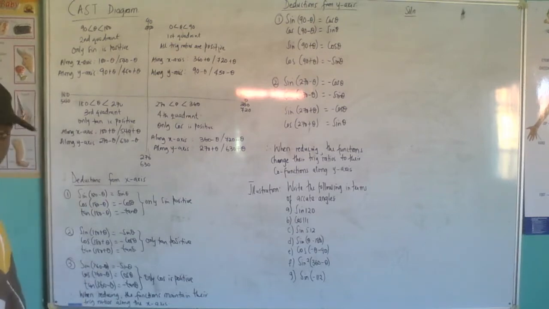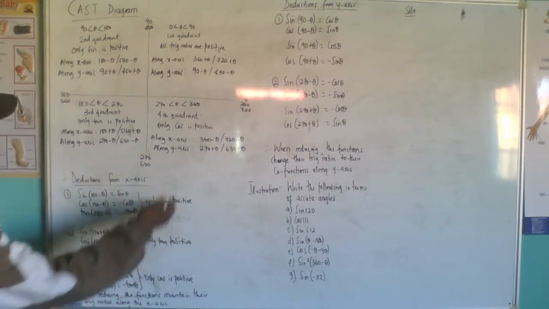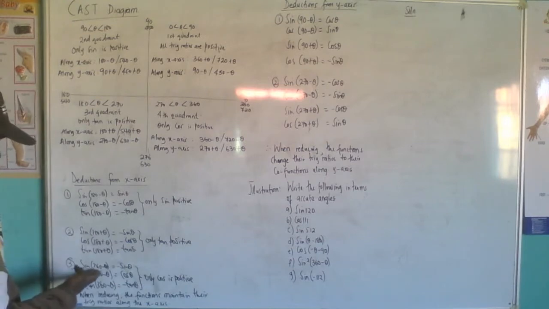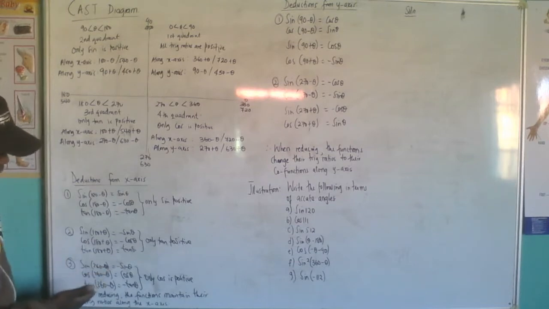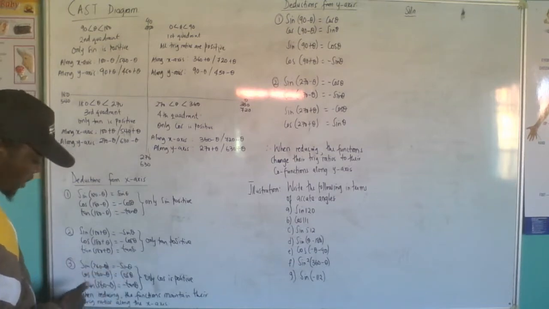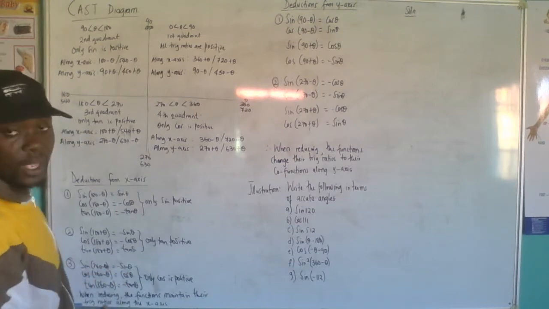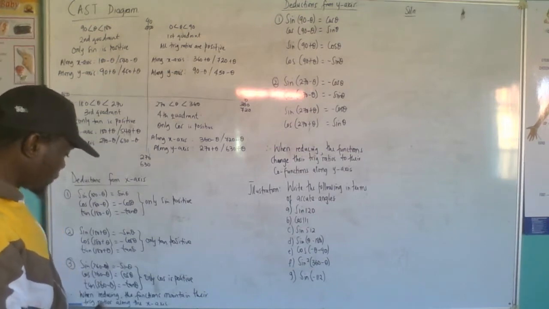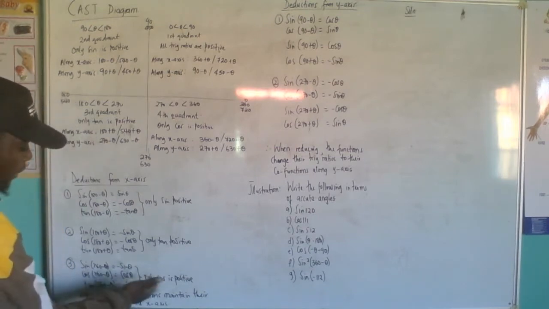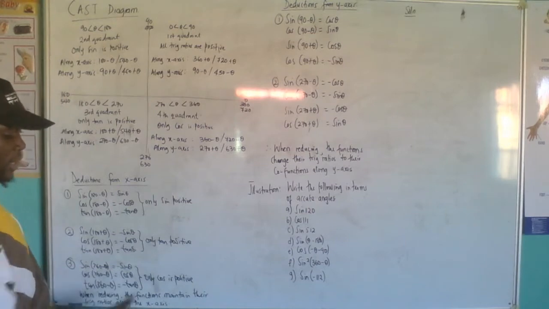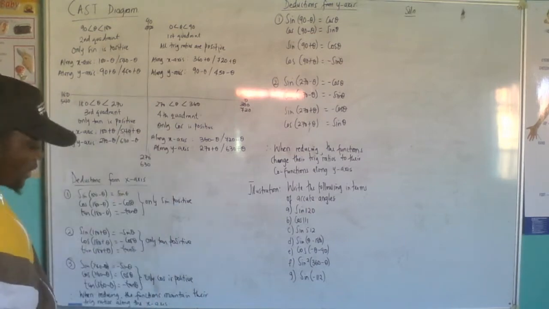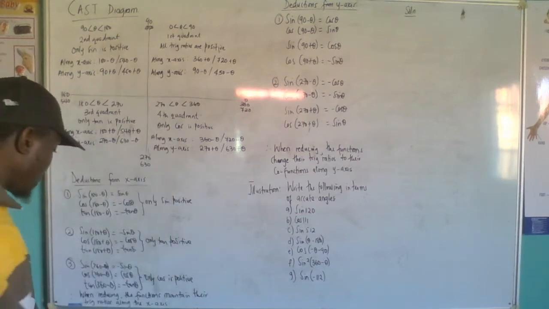In the fourth quadrant, that is where we have 360 minus theta. Take sine of 360 minus theta, you get a negative sine. Cos of 360 minus theta, you get a positive cos. Tan of 360 minus theta, you get a negative tan. So in conclusion, only cos, which is in the fourth quadrant, will give you a positive.